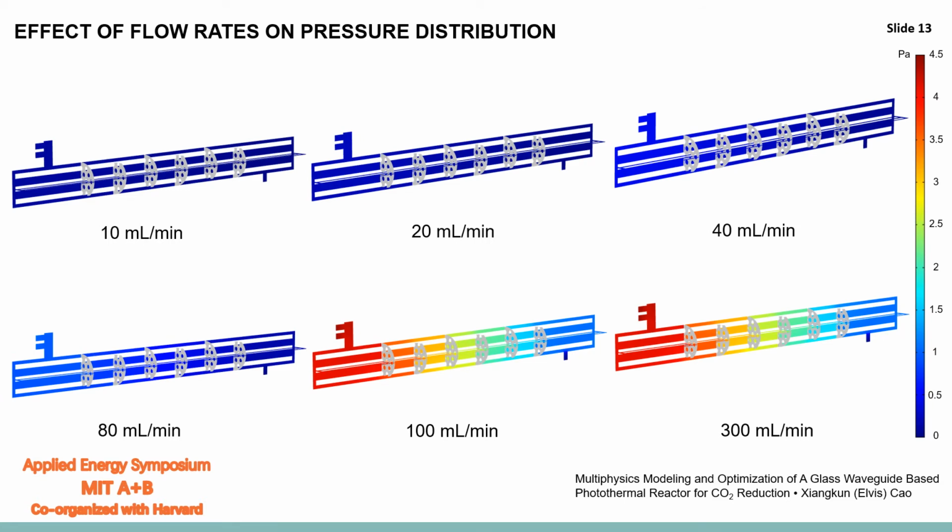Then let's look at the effect of flow rates on pressure distribution. As you can see from the C figure, the scale bar is also the same. If you directly compare the two extreme cases, the 10 ml per minute with 300 ml per minute, for these two, the pressure at the outlet is always 0, so we fix that value. And if you compare the two colors between 10 and 300, the pressure drop for the 300 is definitely much higher than 10 ml per minute.